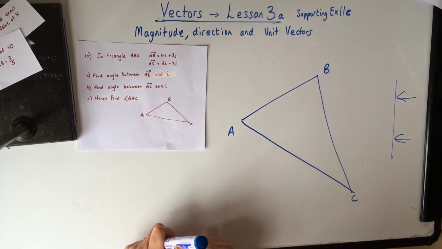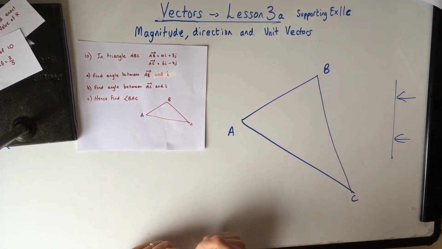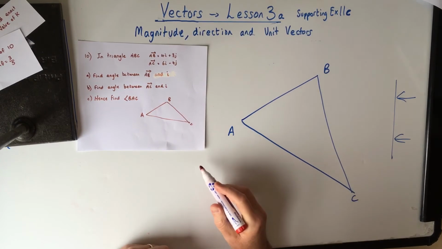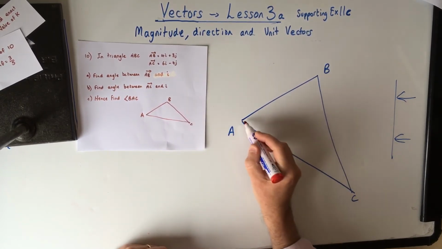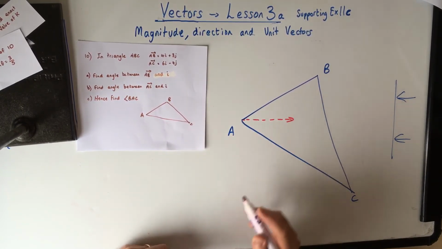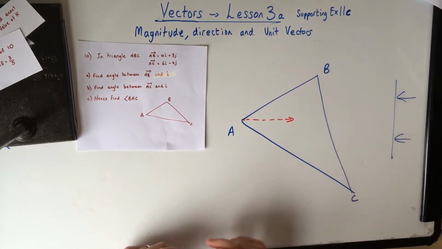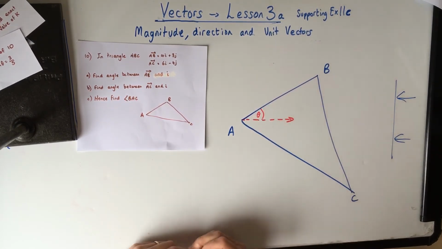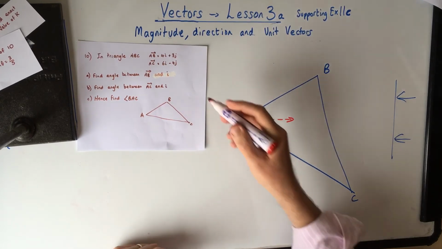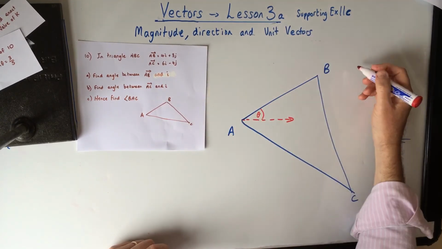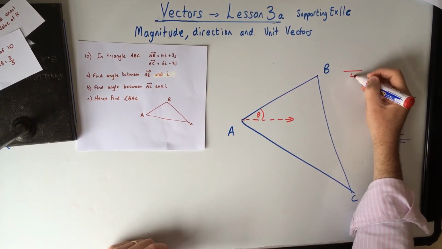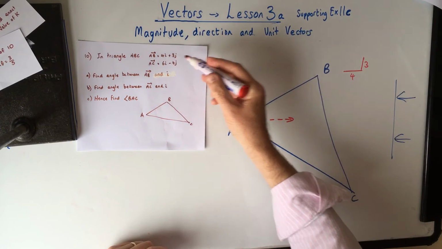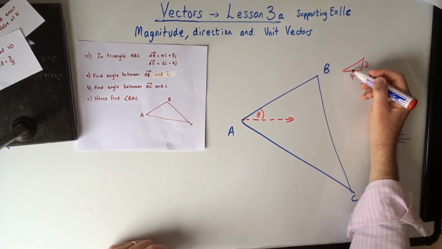It says part A, find the angle between AB and i. So i is that direction, the same as the positive x direction, positive i direction. So it wants this angle here, between AB and i. And of course, AB is 4 along and 3 up. So 4 along and 3 up, so this is this angle here.